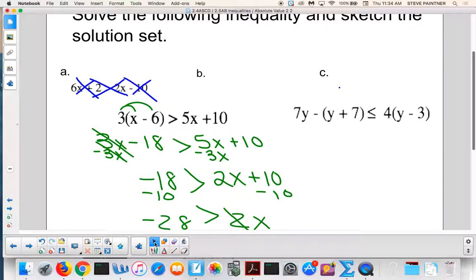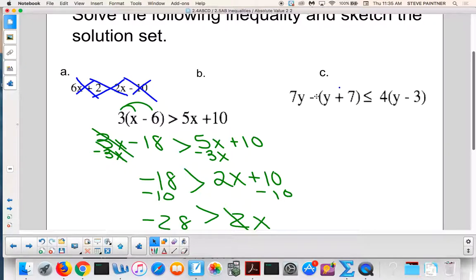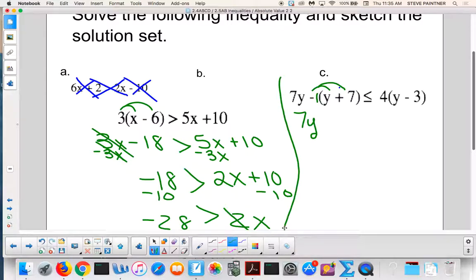Lorena, what do I do with this negative in front of the parentheses? Distribute. Okay, what's the number here? 1. Okay. So Lorena, help. 7y what? Negative 1y minus 7, less than or equal to 4y minus 1. Guys, are you okay? Because she did that perfect.